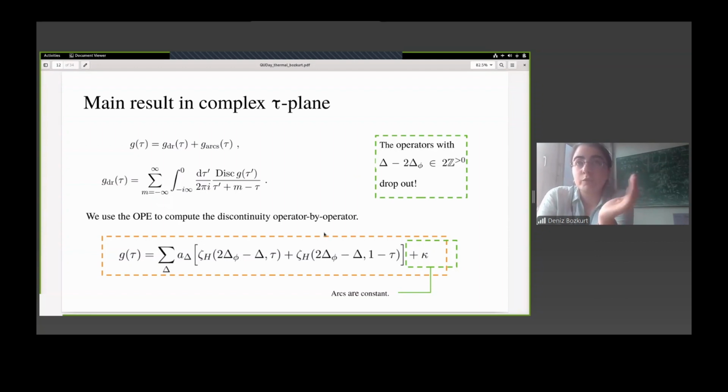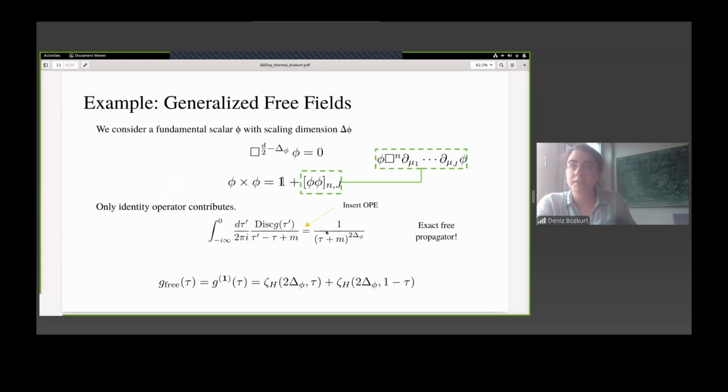is given in terms of a sum of GFF correlators, which was something that we didn't know before. Only when we organize the 2-point function in terms of these blocks of Hurwitz zetas that are KMS invariant on their own, we can see that in the complex tau plane, any thermal 2-point function that we can think of is given in terms of these Hurwitz zeta functions.